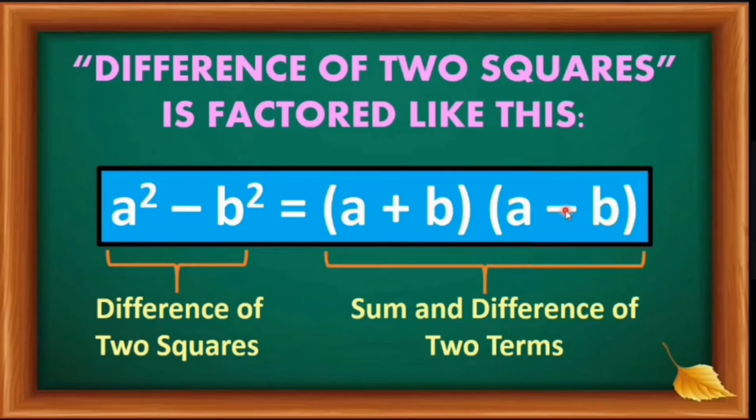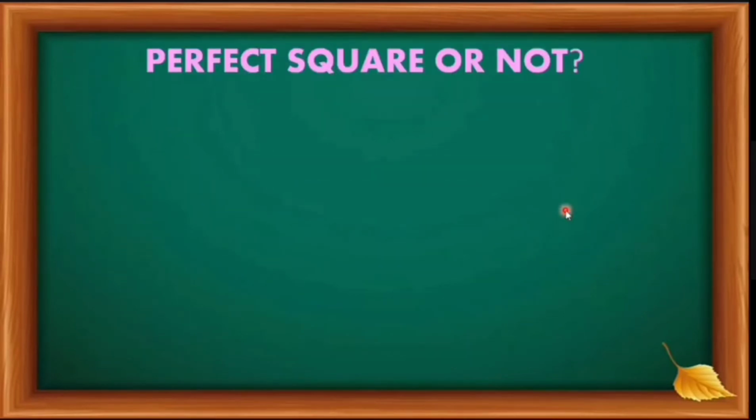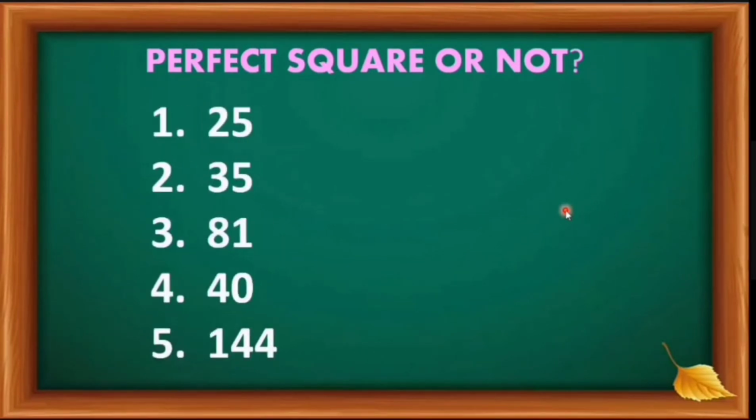Okay, before we actually proceed to our examples, let us have this activity. Let us identify whether the following numbers are perfect squares or not. Let's take a look at 25. Is 25 a perfect square or not? Can we think of a number that when multiplied by itself will yield a product of 25? Makakaisip ba tayo ng number na pag minultiply sa sarili niya, ang magiging sagot ay 25? Yes, it is 5. Because 5 times 5 is 25.